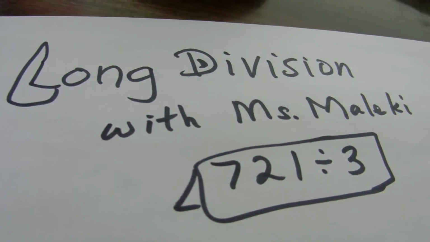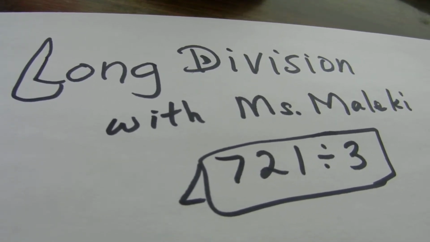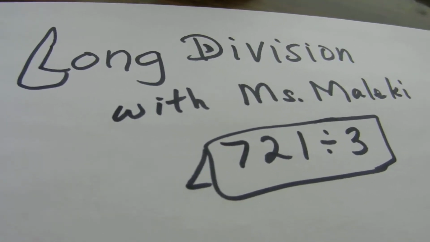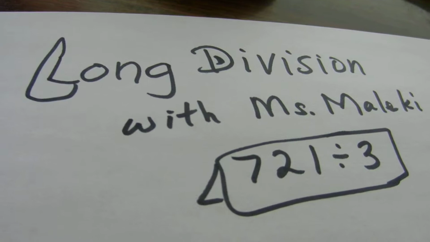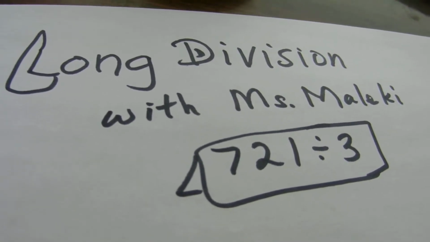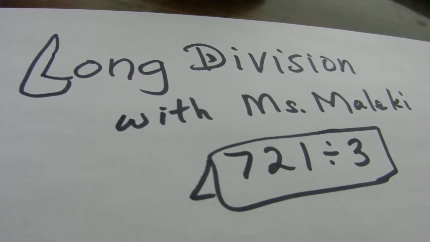Maliki. Long division can be done in a whole bunch of different ways. You just have to figure out which way works for you the best. Sometimes you might use one method or strategy to double check the other strategy. But let's look at this. So here we have a problem. 721 divided by 3. Let's think about it.